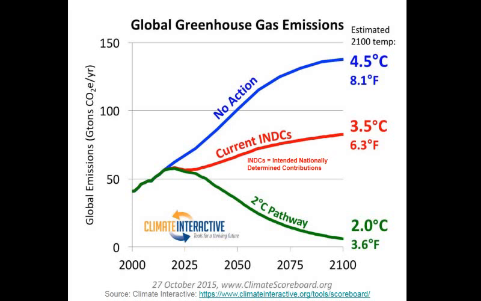The green is if we take radical action, keep most fossil fuels in the ground, we may be able to hold temperature rises to 2. The red is where current commitments are in terms of when we talk about climate change and the Paris Agreement. The countries have set targets of keeping global temperature rises beneath 2 degrees, if possible beneath 1.5 degrees, but current nationally determined contributions don't add up to that. They actually add up to way more, about 3.5 degrees rise by 2100.